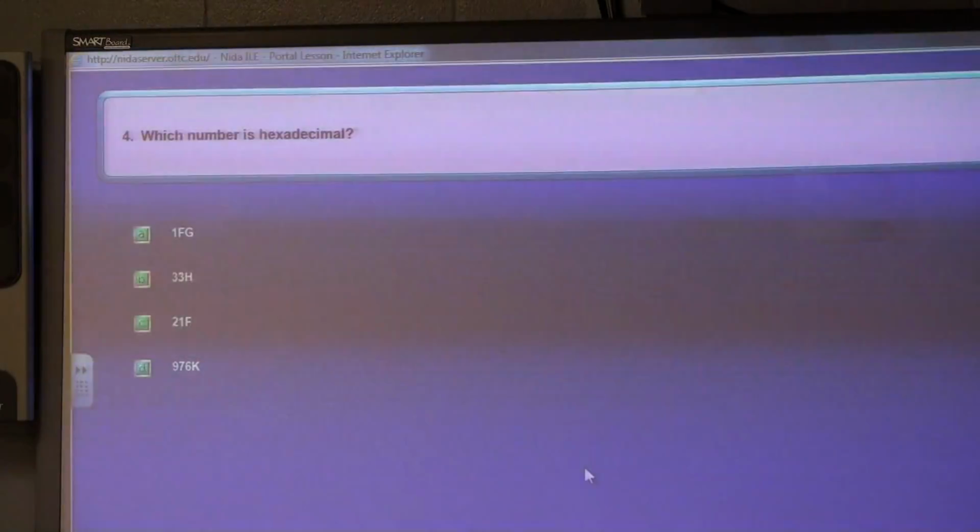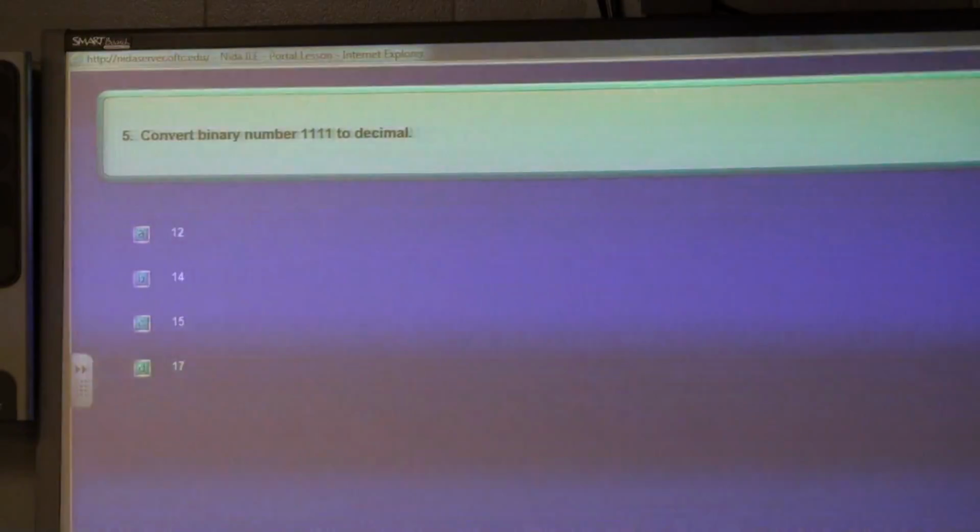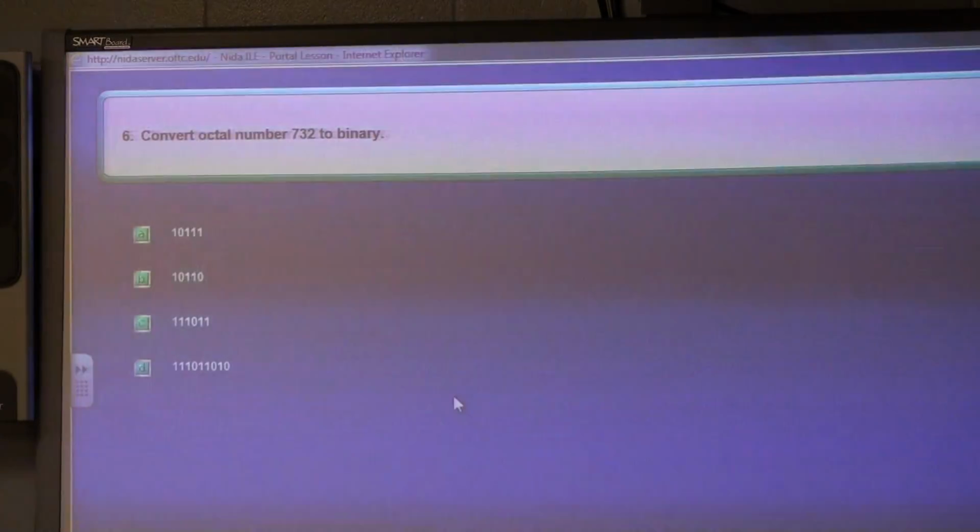Which number is hexadecimal? Okay, yeah, we have a G here, which is not there, H is not there, F is, K is not. 1111 to decimal. Quick. 15. 8 plus 4 plus 2 plus 1. 15. Octal number 732 to binary.